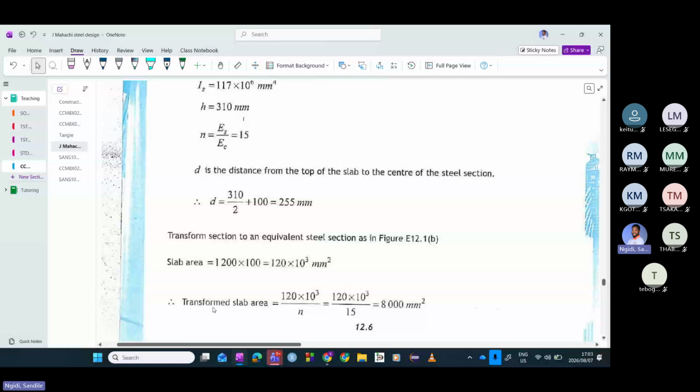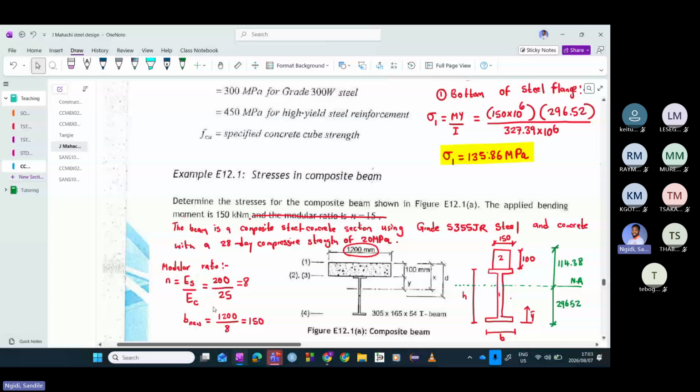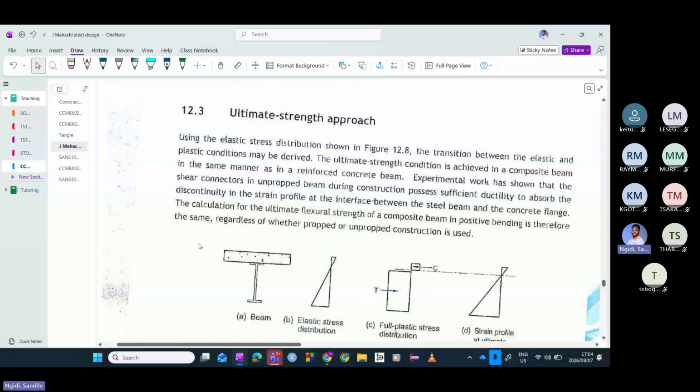So then if we continue after this example, we are being introduced to what is called the ultimate strength approach. This is another approach that one can use to analyze composite schemes, which is different from the approach that we've been using. The approach that we've been using is what is called the elastic strength approach. So I think it was mentioned somewhere here on top. Where is it?